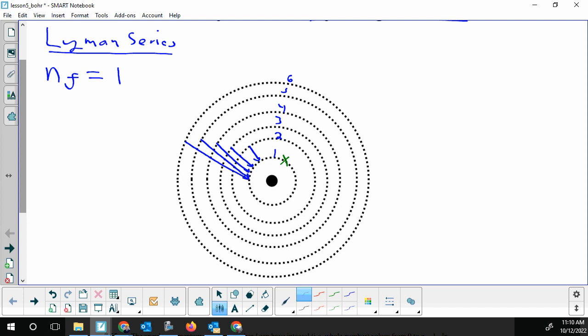And these are all ultraviolet wavelengths. So the human eye can't see them. And we wouldn't want to be exposed to ultraviolet radiation. Luckily, glass blocks UV radiation.